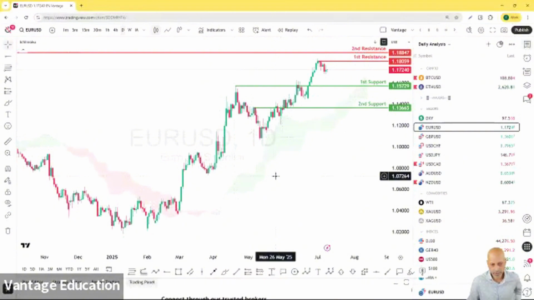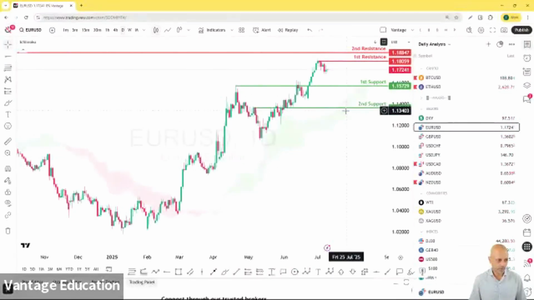We don't start identifying support and resistance beginning with Fibonacci retracements. Right, the retracements are going to come in after we have identified significant resistance and support areas based on the H4 and daily timeframes, right?